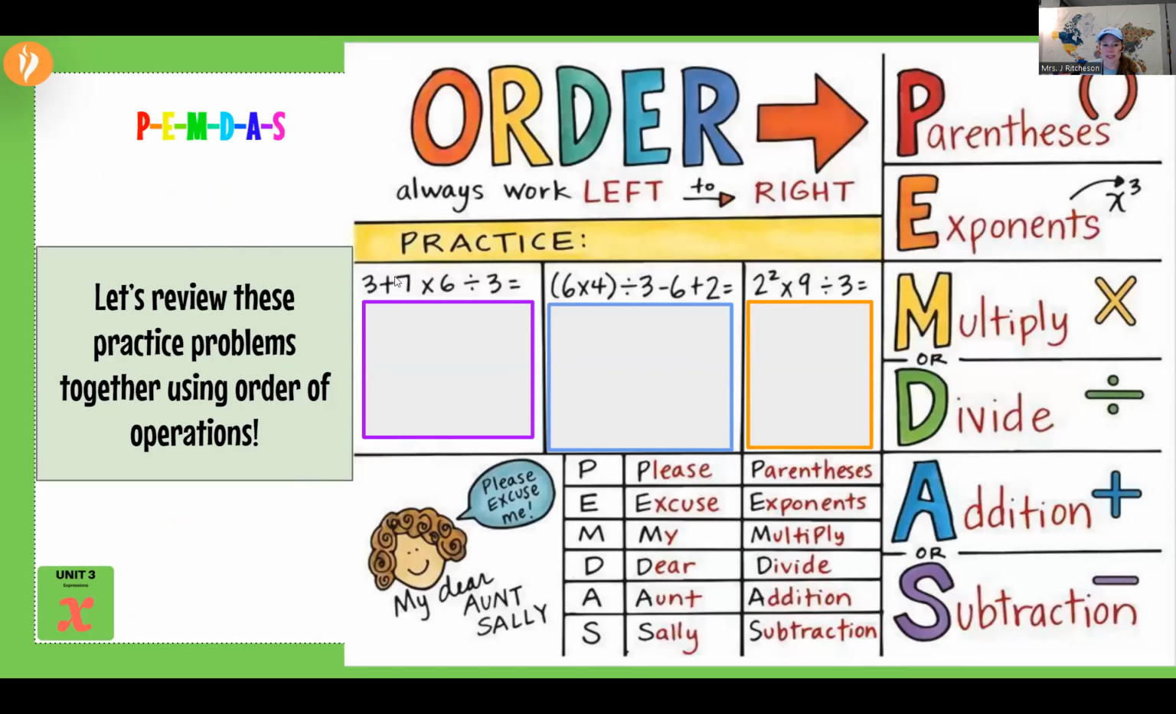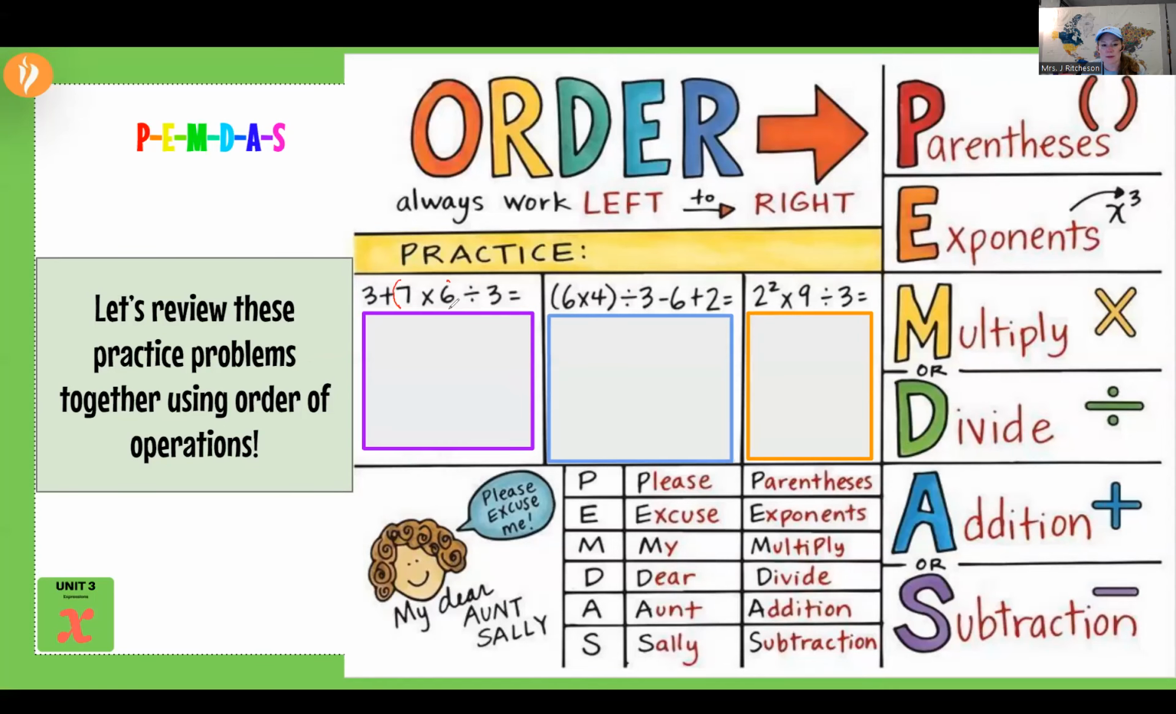All right, so you guys, there's 3 problems right here in the center of the screen. So I would like for you to pause the video. I want you to try these 3 problems on your own using the order of operations. All right, so let's see how you guys did.